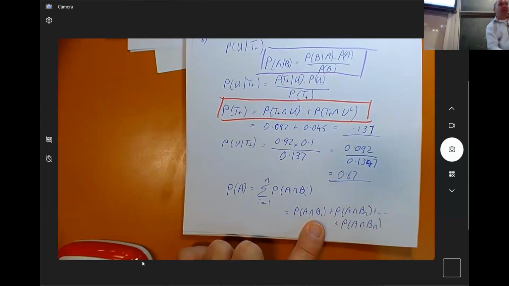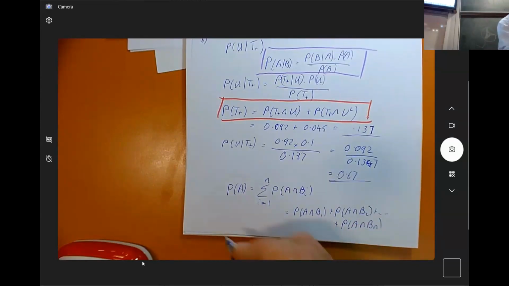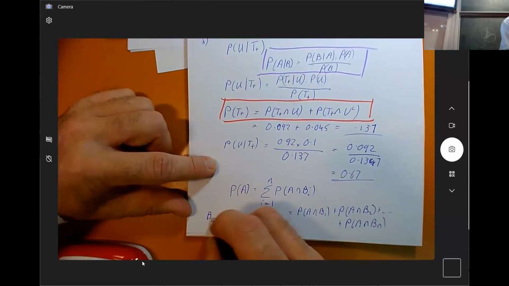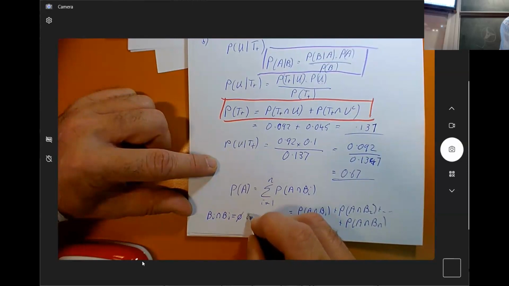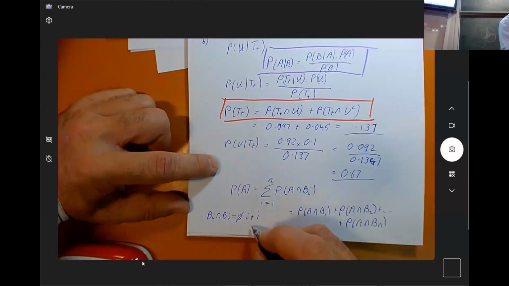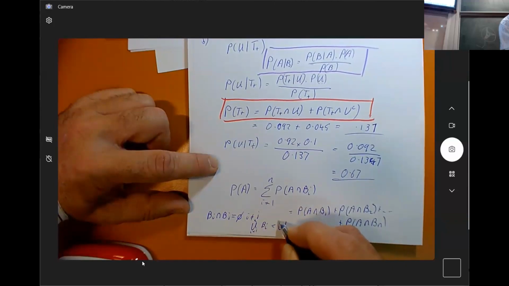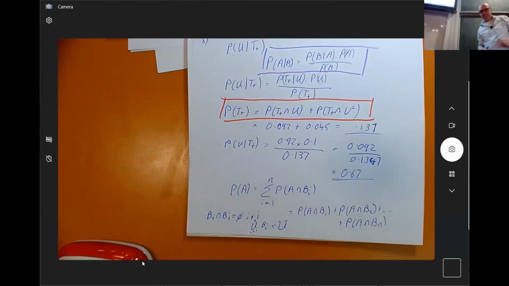So provided these Bi cover all the possibilities and they're mutually exclusive, we have that Bi intersection Bj is equal to the empty set, i is not equal to j, and they cover all possibilities. So the union for i equal to 1 to n of Bi is equal to the universal set. Okay. Do we have any questions at this point in time?